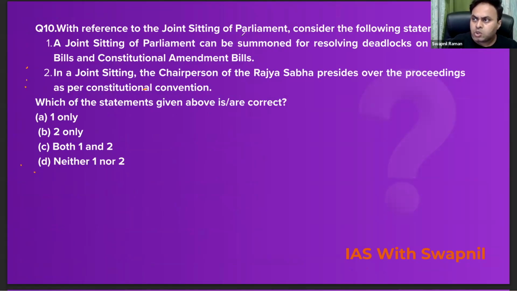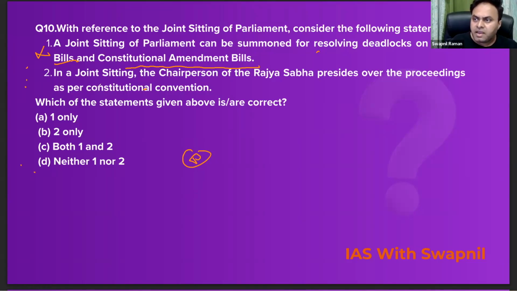So with reference to the joint sitting of parliament, consider the following statements. The first statement says a joint sitting of parliament can be summoned for resolving deadlocks on the money bills and the constitutional amendment bills. No, that's not correct. See, a joint sitting of the parliament can never be held on these two subjects, money bill and the constitutional amendment bills. तो ज्वाइंट सिटिंग सिर्फ और सिर्फ इन जनरल एक नॉर्मल बिल पे हो सकती है, कॉन्स्टिट्यूशनल अमेंडमेंट बिल या फिर मनी बिल पे नहीं हो सकती है, उसके एक्सेप्शंस हैं. फर्स्ट स्टेटमेंट इज एब्सोल्युटली इनकरेक्ट है.